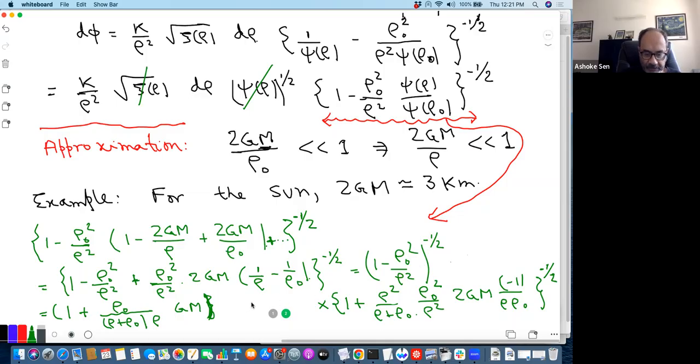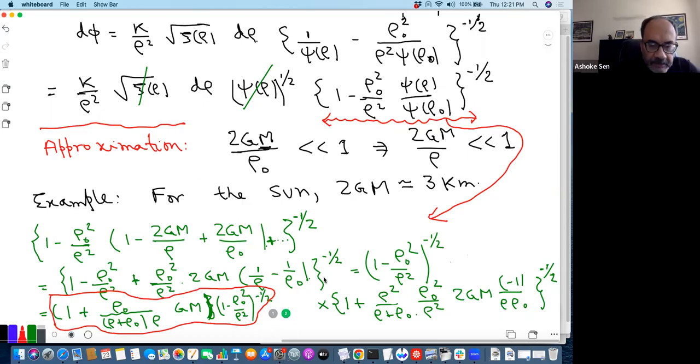Oh, and this factor is also there. So I should have written this. Right? 1 minus rho 0 square over rho square to the power minus half. Okay, so this is the final expression that we get for that bracket, whatever is in the curly bracket is given here. Are there questions? So I'm going to now substitute this here.